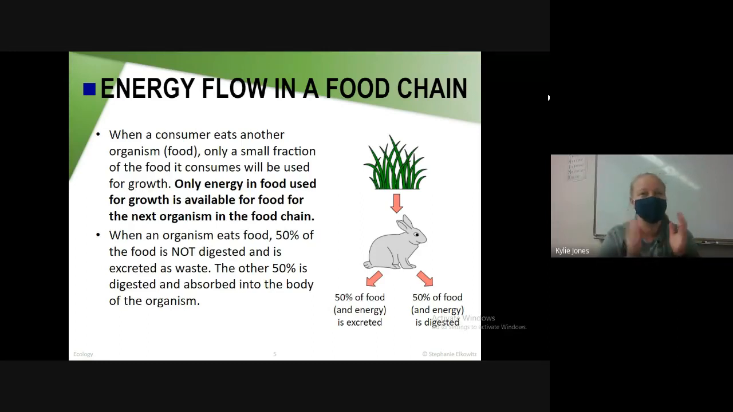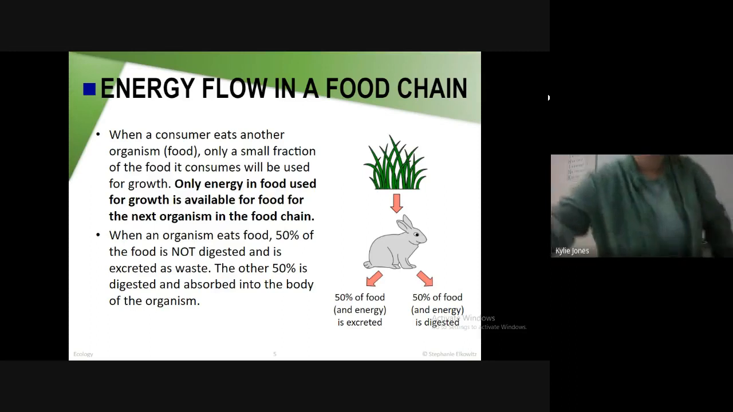So basically, they get 10%. Yeah, but 50% of it goes away as waste, right? But still 10% of it goes as energy into the next organism. Yeah. So basically how it goes.